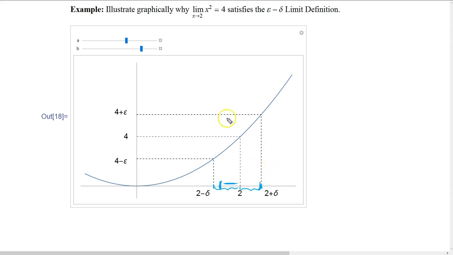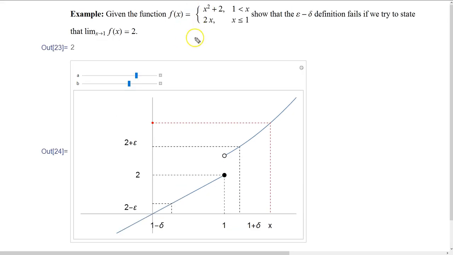Now let's take a look at a problem where the epsilon-delta limit definition is not satisfied. So let's consider this function. This is a piecewise defined function right here. And down here we have its graph. So the blue curve is its graph. Notice that at 1 we have a break in its graph.